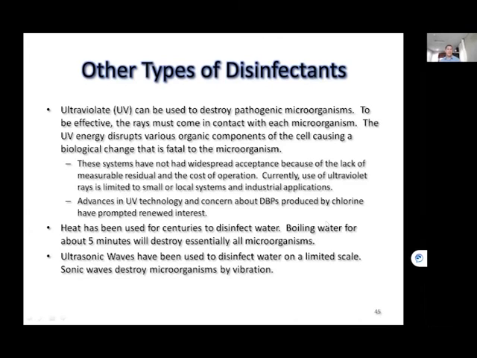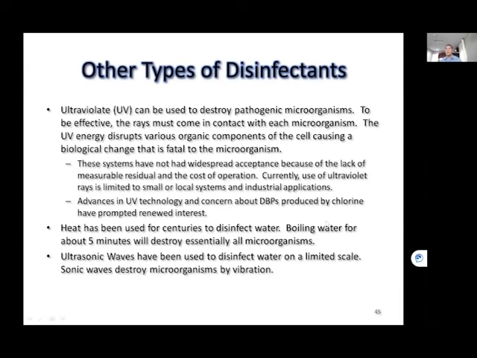These systems have not had widespread acceptance because of the lack of measurable residual and the cost of operation. Currently, use of ultraviolet (UV) rays is limited to smaller local systems and industrial applications. Advances in UV technology and concern about the DBPs produced by chlorine have prompted renewed interest. So UV has become a little bit more popular recently.